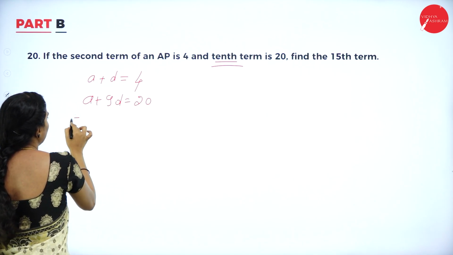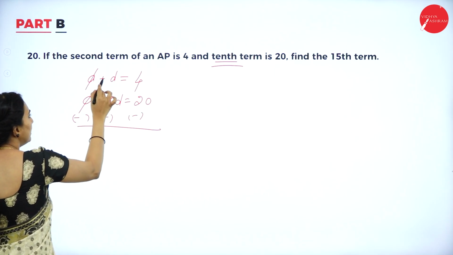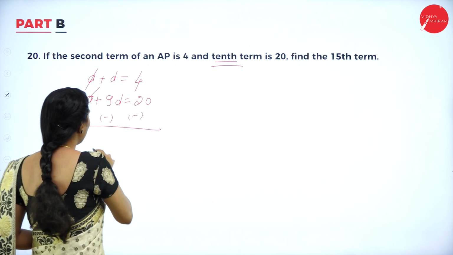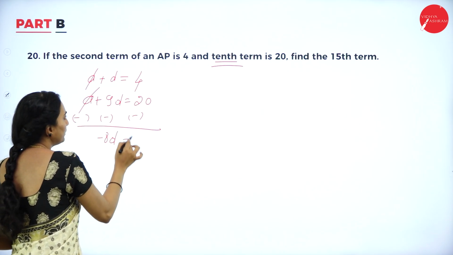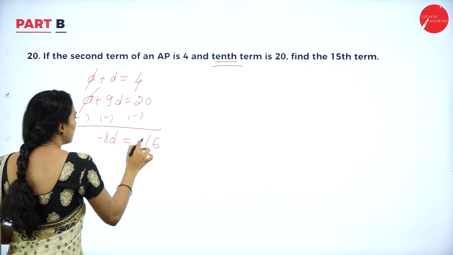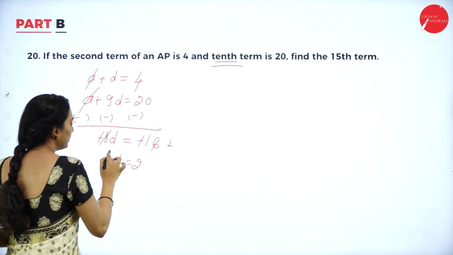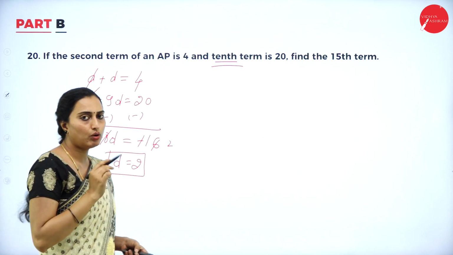So let me subtract these. What are you going to get? Yes, A and A will get cancelled. D minus 9D, which is minus 8D, is equal to 4 minus 20, which is minus 16. Correct. So minus minus will go, 8 ones are, 8 twos are 16. So D will be equal to 2. So you need to find out now what?